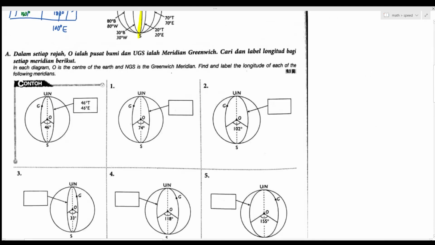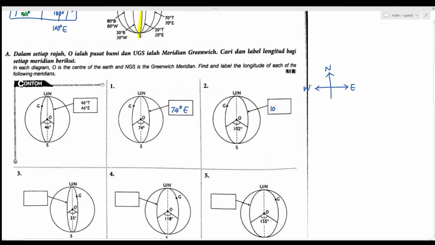Okay, let us try some exercises. Label the value of the longitude. Just in case, we determine the directions. North, so this is the east, and this is the west. Question number 1. This longitude is 74 degrees from the Greenwich meridian. G represents the Greenwich meridian. This is to the east of the Greenwich meridian, so this longitude will be labeled as 74 degrees east.